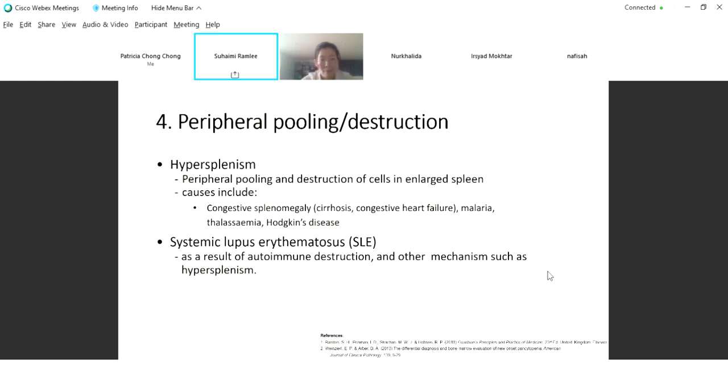Peripheral pooling and destruction are mainly caused by hypersplenism and SLE. In hypersplenism, there is peripheral pooling and destruction of cells in the spleen, whose known causes include congestive splenomegaly in cirrhosis and congestive heart failure, malaria, thalassemia, and Hodgkin disease. In systemic lupus erythematosus, it is a result of autoimmune destruction and other mechanisms such as hypersplenism.